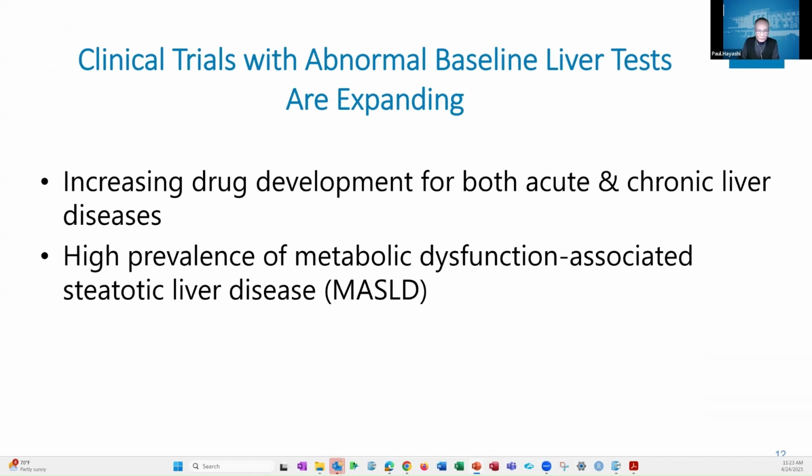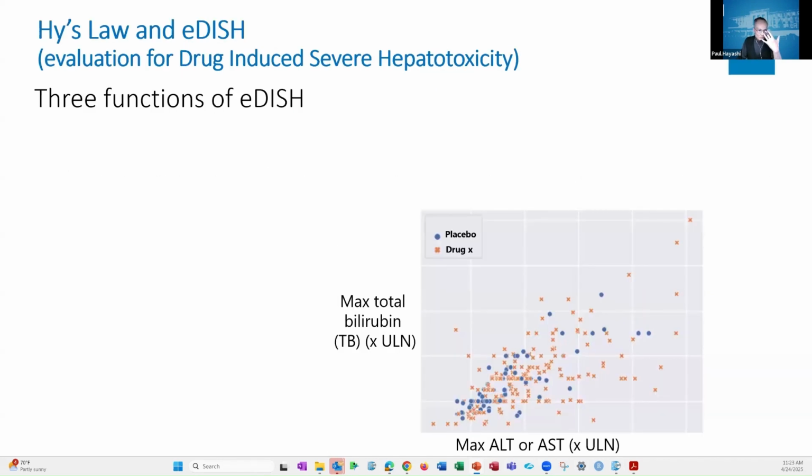And to point out those problems, I'm going to step back to the standard eDISH. And I do this for a couple of reasons. One is, if we're going to solve this problem and deal with abnormal baselines and create some new tool, I would argue that it has to do what eDISH did for us. And there are 3 functions of eDISH that you need to keep in mind. And I also present it to you because I would like to tell you how I look at eDISH and encourage you to look at eDISH this way.